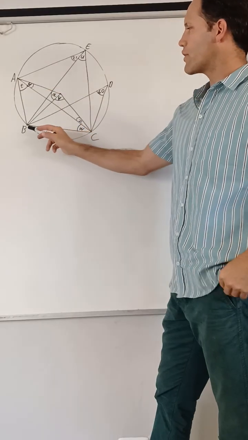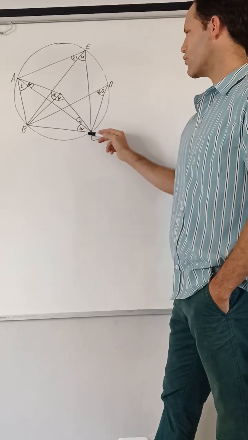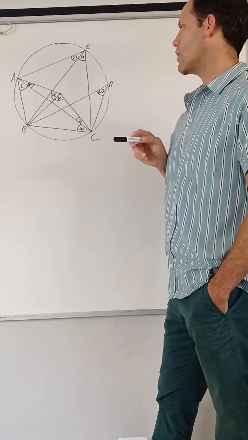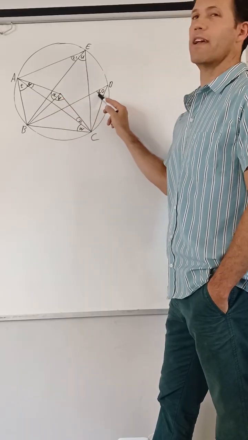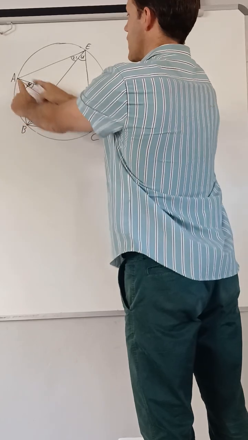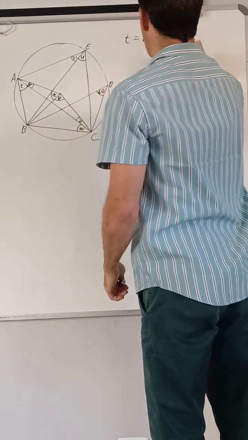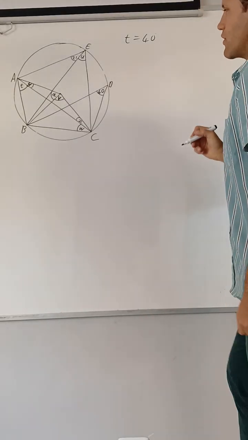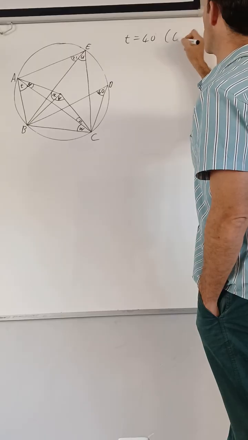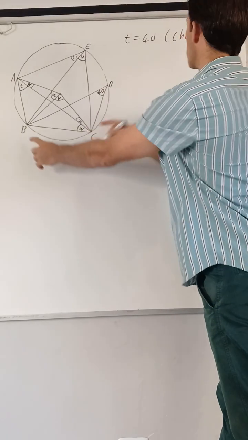Okay, if you look at chord BC, from BC you go this way, 40, and you go that way. So obviously T must be the same as 40. From BC, go that way, go that way. So we can start by saying T is equal to 40. Okay, so what's our reason? Chord BC subtends equal angles.